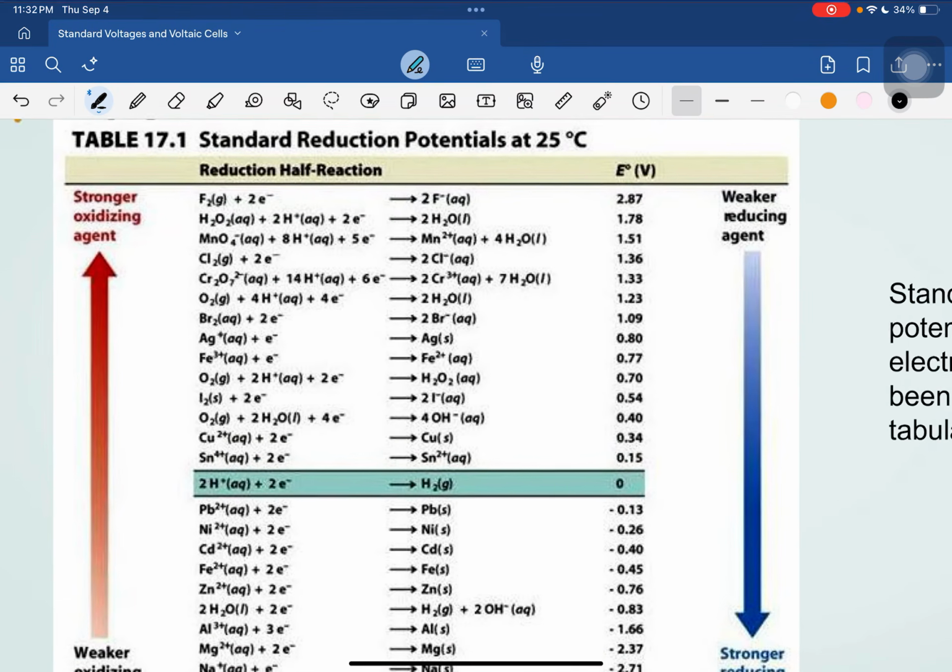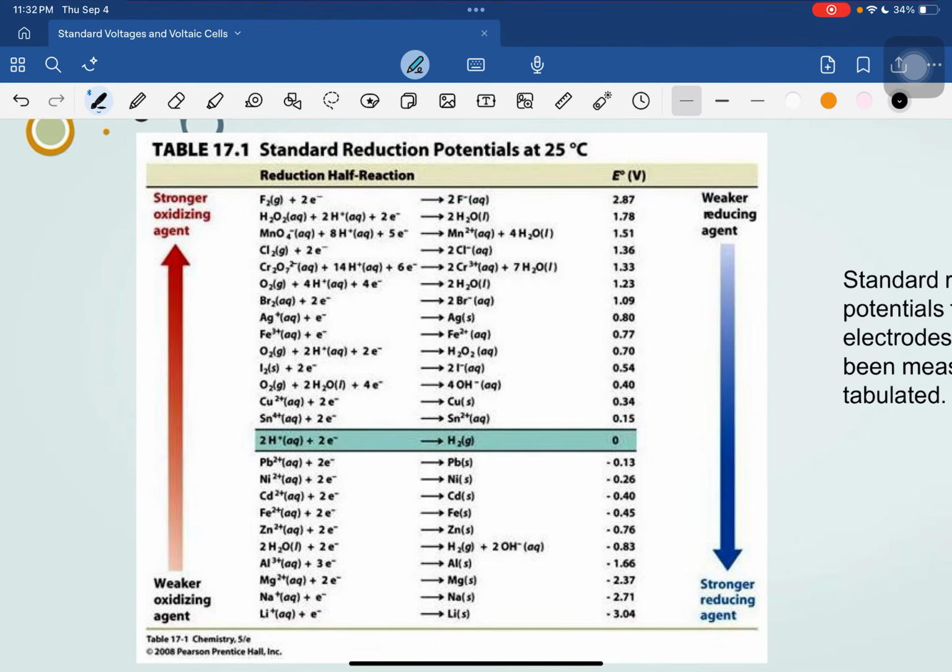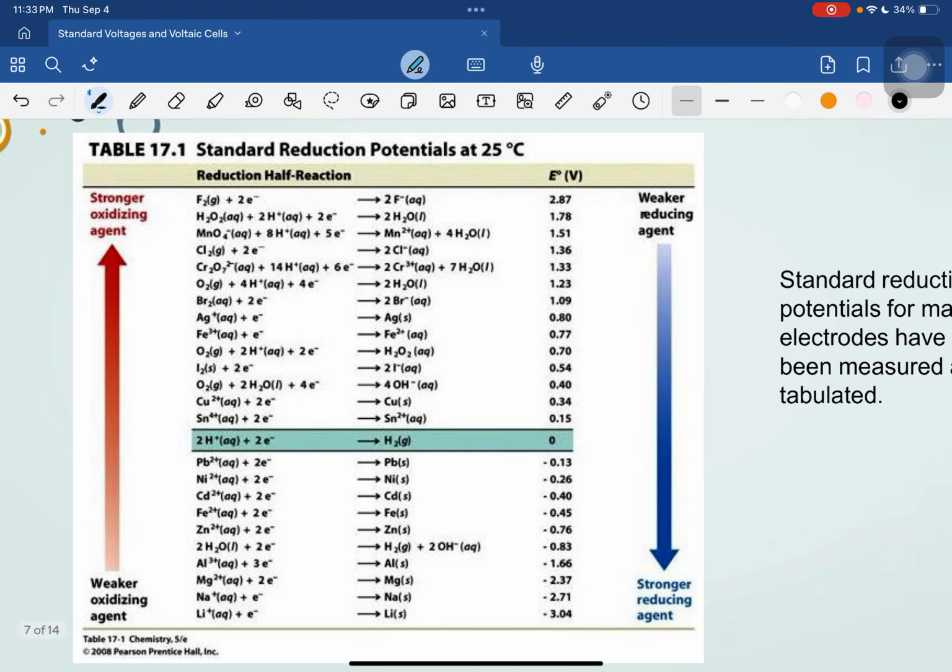So we have a given standard reduction potential at 25 degrees Celsius table, and in this table, always use this table when it's at standard condition. There's another table for reactions not at standard conditions, and you know that the standard condition will be 25 degrees Celsius. So we'll be referring to this table every now and then when solving our problems regarding standard cell potential.